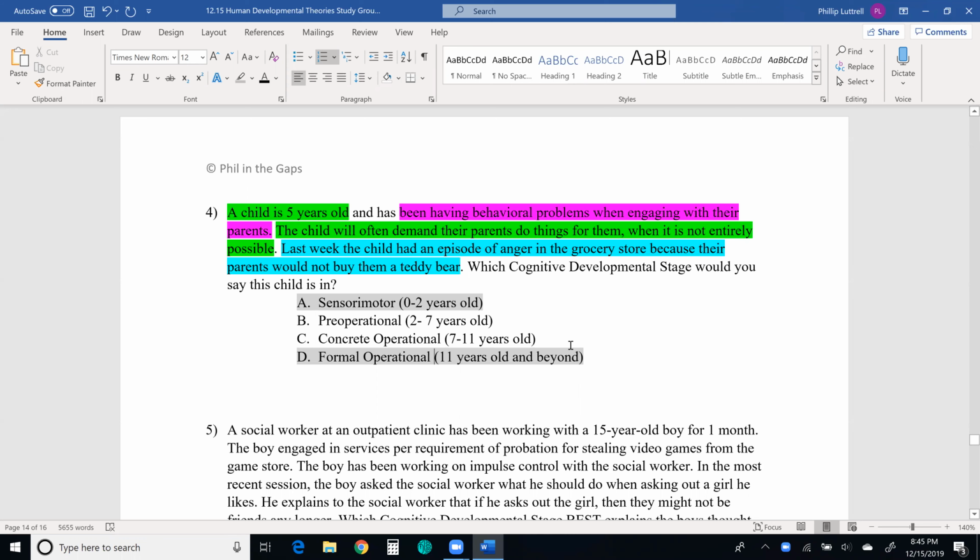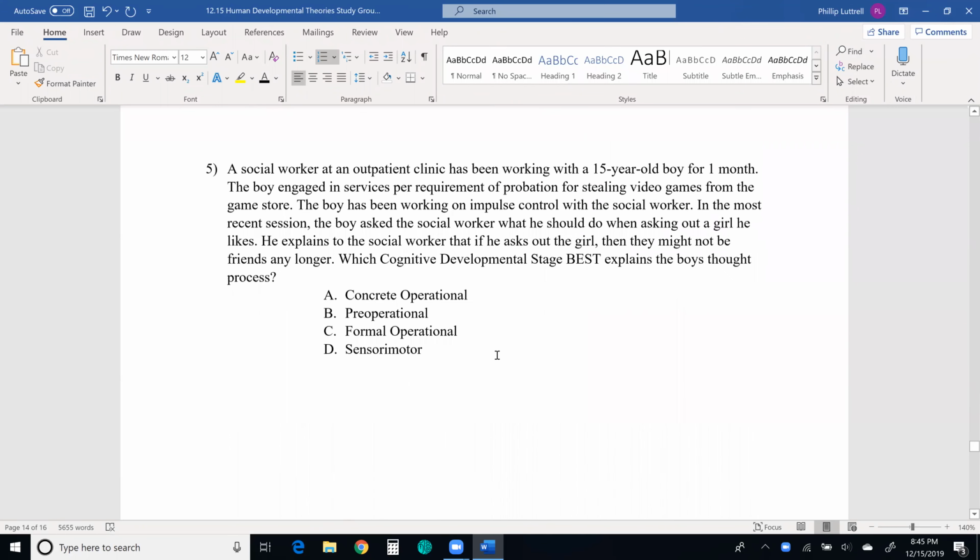At this time, we're going to rule out concrete operational because they're not utilizing any of those skills, and in this situation they're demanding things out of their parents when it's not entirely possible. So that's egocentric rationale, intuitive thinking based on how they feel rather than the evidence in the situation they're in. So pre-operational, because it's prior to being operational and they only think about themselves. So that's how we look at that question in particular.